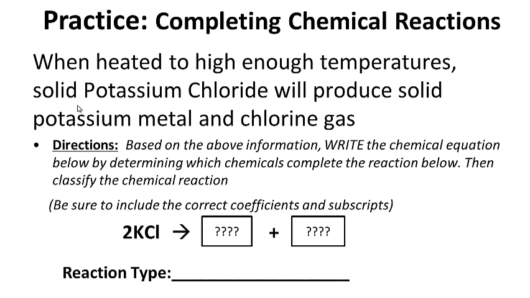All right, let's see how you did. So when heated to high enough temperature, solid potassium chloride will produce solid potassium metal and chlorine gas. So what's going in these question marks, basically? Write the chemical reaction and balance it, and then classify it here. What kind of reaction is it? So solid potassium chloride will produce chlorine gas, which is a diatomic molecule, and solid potassium. Balanced, we have to put a 2 there. I would say it's a larger one breaking down into 2 simpler ones, so we call this a decomposition reaction. Hopefully you got that right.